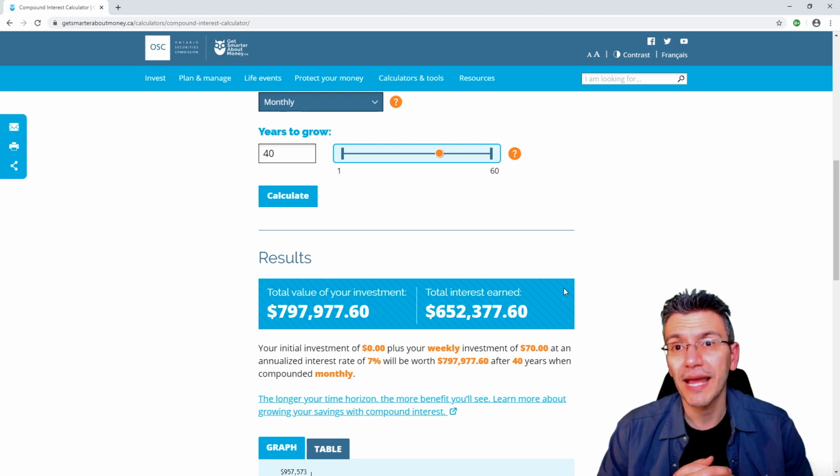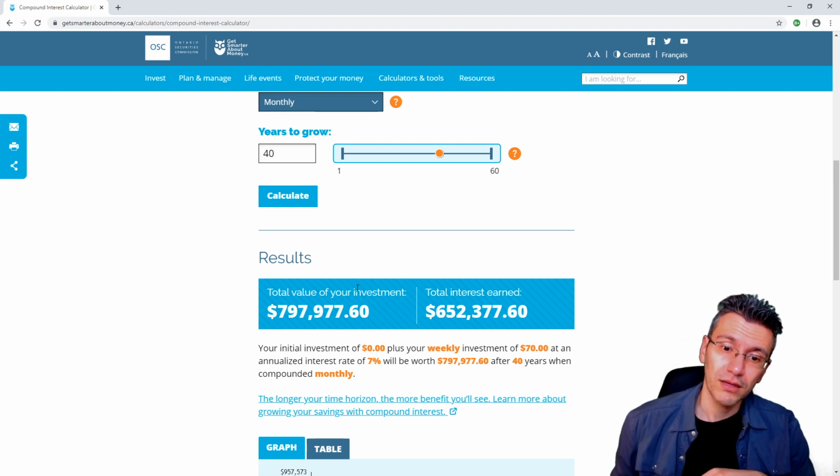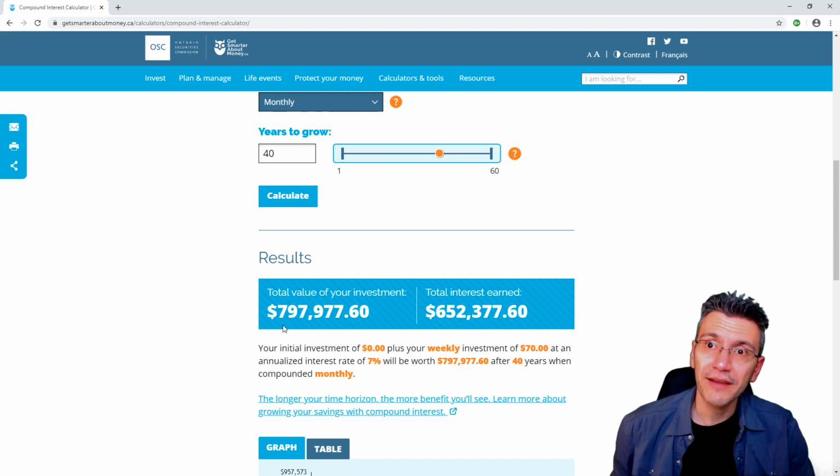The average Canadian has only about $184,000 saved for their retirement. Most experts agree that you need at least $756,000 or thereabouts to retire in Canada. Well, here's a way you can have $800,000 by retirement.